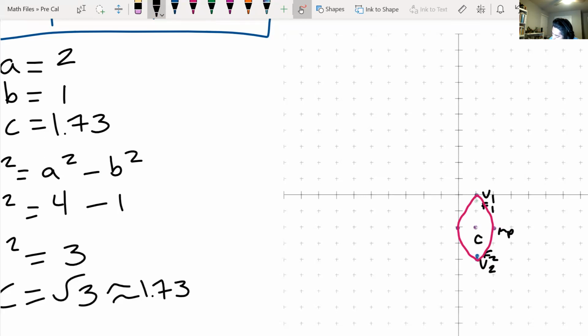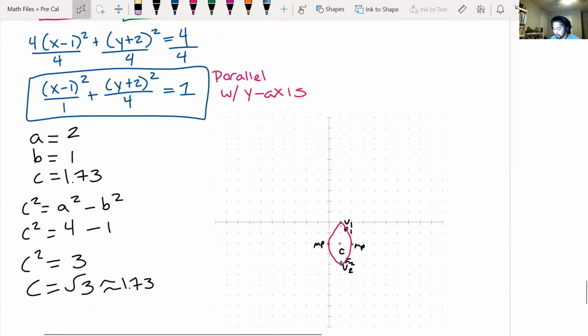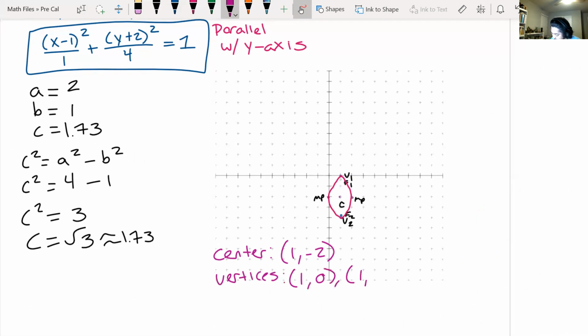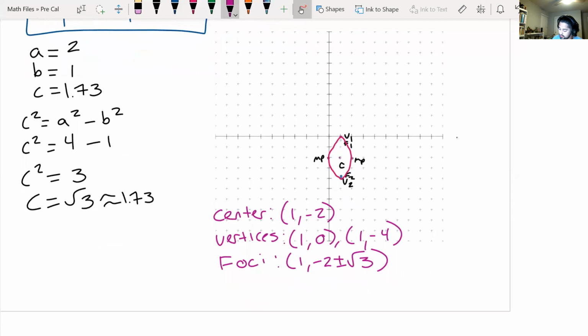Now, all we have to do is label everything we have. The center is 1, -2. Vertices are at 1, 0 and 1, -4. Foci are not nice, so we can say 1 and -2 plus or minus the square root of 3. And then minor points are at 0, -2 and 2, -2. Why is the foci written like that?